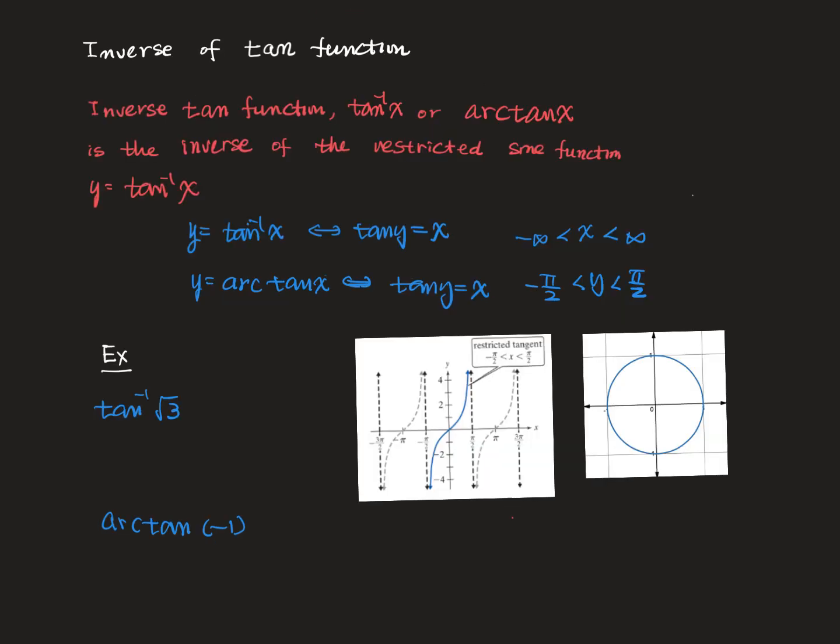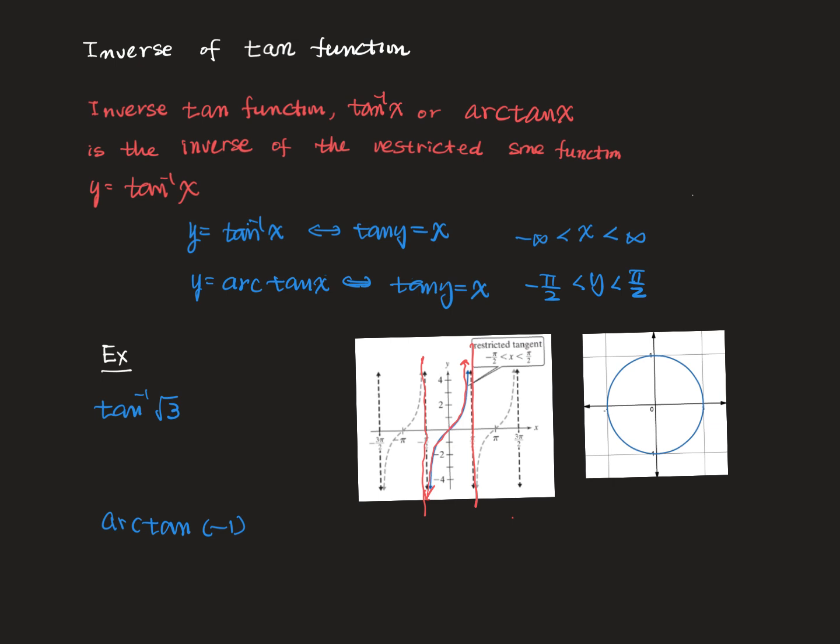Let's define the inverse of tangent. The inverse of tangent is the same idea, but a little different from sine. Here is tangent. We restrict the x interval to negative pi over 2 to pi over 2. This time the endpoints are not included because those are vertical asymptotes. The y values of tangent here are all real numbers, so the domain of inverse tangent is negative infinity to positive infinity.